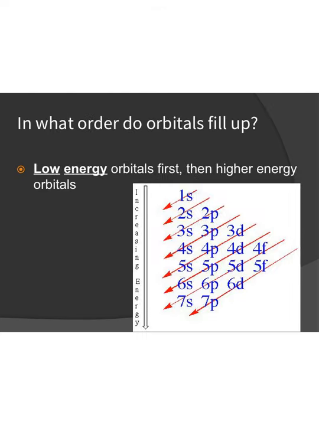Now, in what order do they actually fill? If you look at this, you have 1 through 7 written right here. The next one starts 2 through 7, 3 through 6, and then 4 to 5. And then you just put s all the way down, p, d, f. In actuality, you don't even have to memorize that because the periodic table is telling you how to do that.